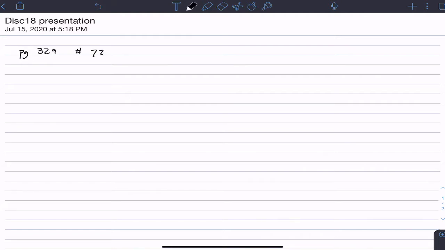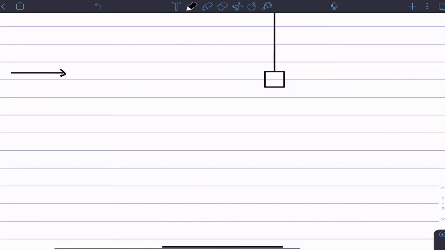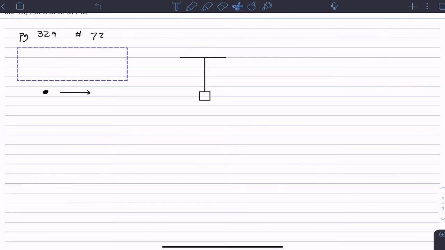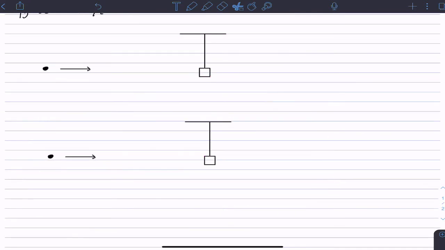Okay, so we're given a situation where a bullet is being fired at a pendulum bob that's just hanging. We're going to need a little more room. So here's this thing, it's hanging, and this bullet is going to strike this. It's going to come over and whack this thing. So this is scenario 1. Scenario 2 is this has been struck.